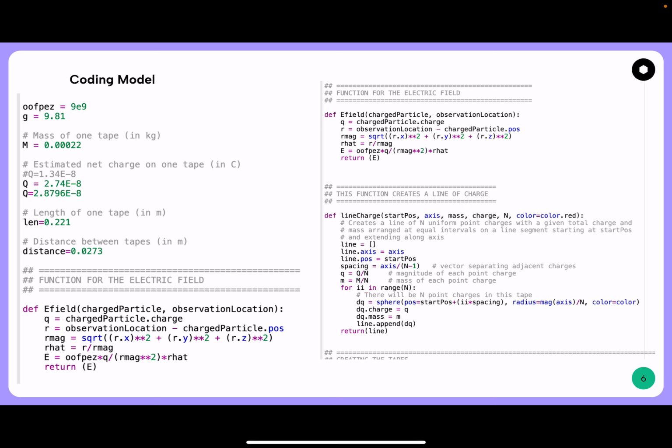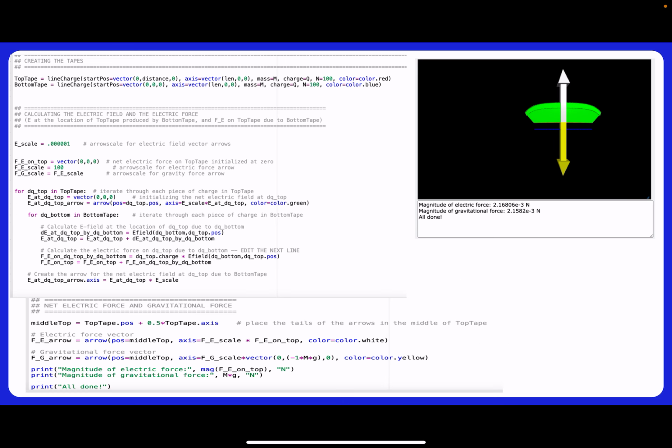For the computational model, this was the code that we used to determine the charge distribution and forces. The charge on one tape segment was calculated as 1.86 times 10 to the negative 8th coulombs using GlowScript. This is another slide showing all the code that we used.